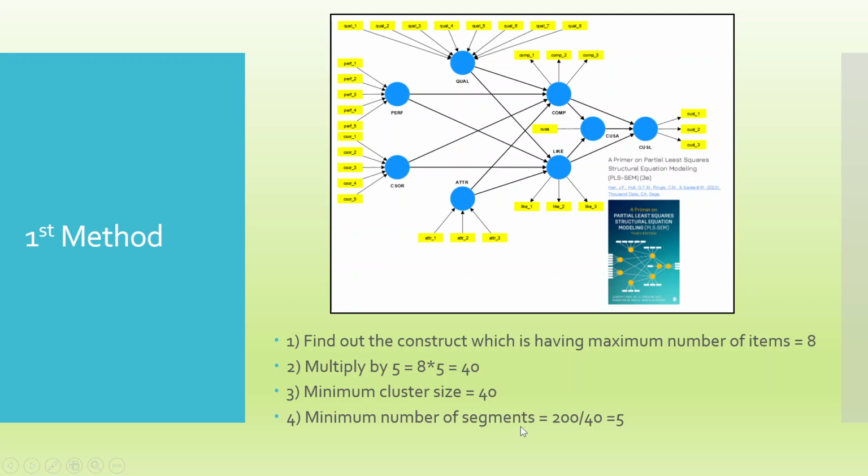So the minimum number of segments for which I will have to run the FIMIX is 200 divided by 40. 200 is the total sample size of the data. So 200 divided by 40, so I'll have to run the FIMIX segmentation 5 times. Minimum number of segments is 5.